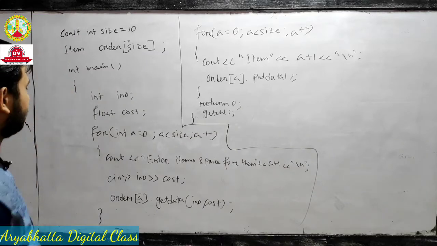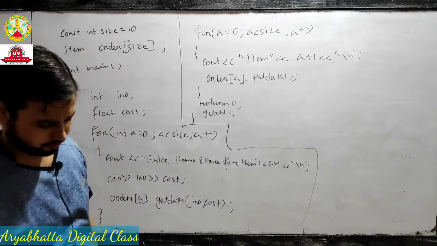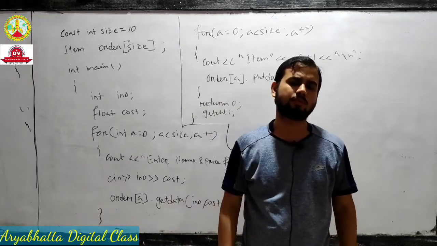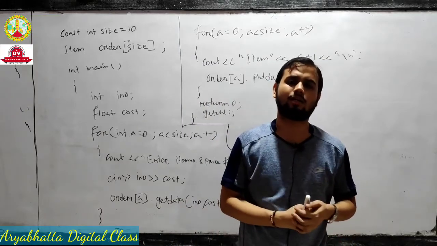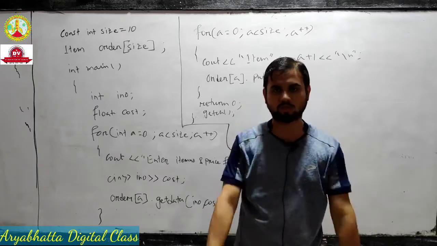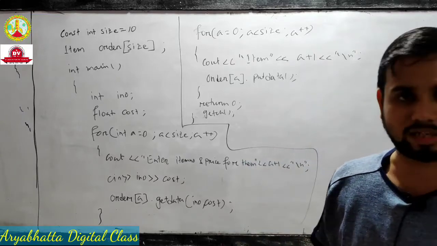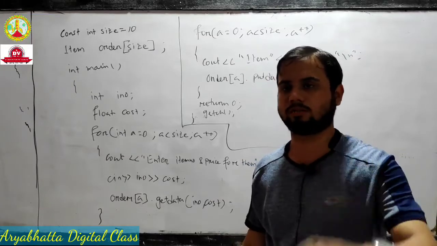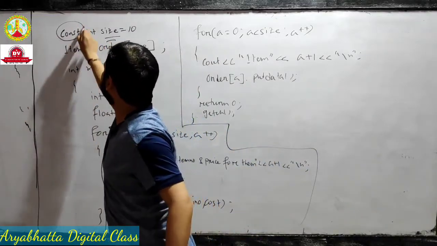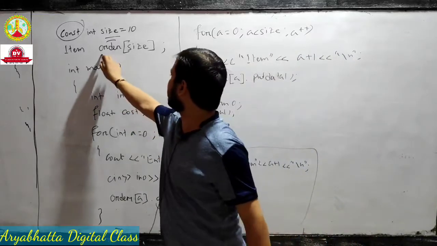Okay, you see constant int size, we declare an integer size, and what is the value of size? This will be 10. Why 10? Because we have to input 10 items. Your program question says you have to input 10 item values, so this will be a fixed value. That's why we take the integer size, and the keyword constant is used.